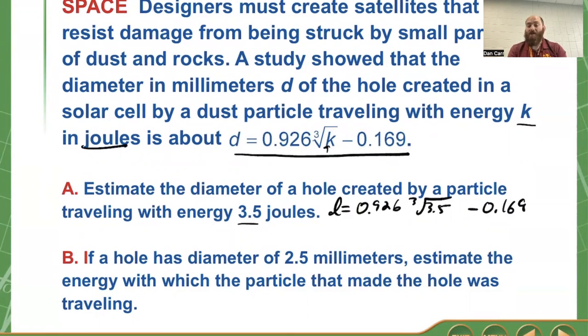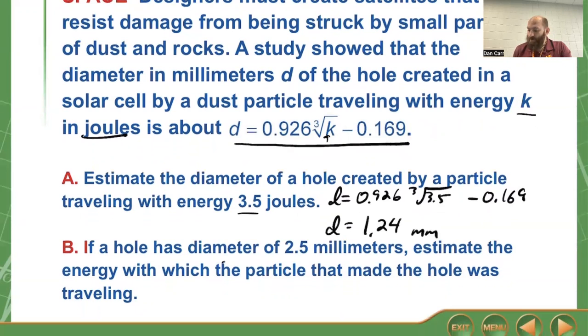Okay, so the biggest thing here is just making sure you know how to use cube roots in your calculator. Most TI-84s, you hit the math button, there's a cube root button there. But I'm just going to go ahead and do my order of operations. Honestly, I'm just going to multiply this all out and subtract at the end. Okay, so I'm just going to put it all in my calculator one time. So 0.926 times the cube root of 3.5, minus 0.169. All right, and I do that, and I get a diameter of 1.24 millimeters.